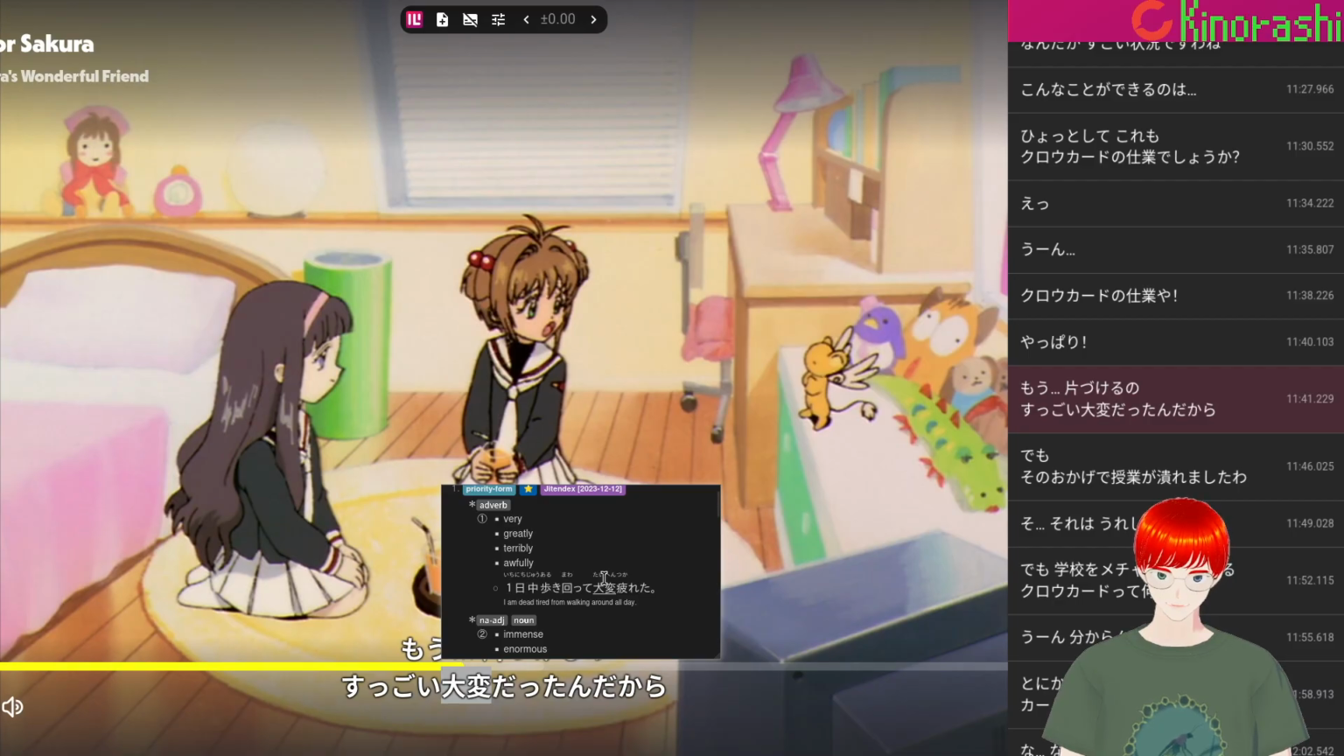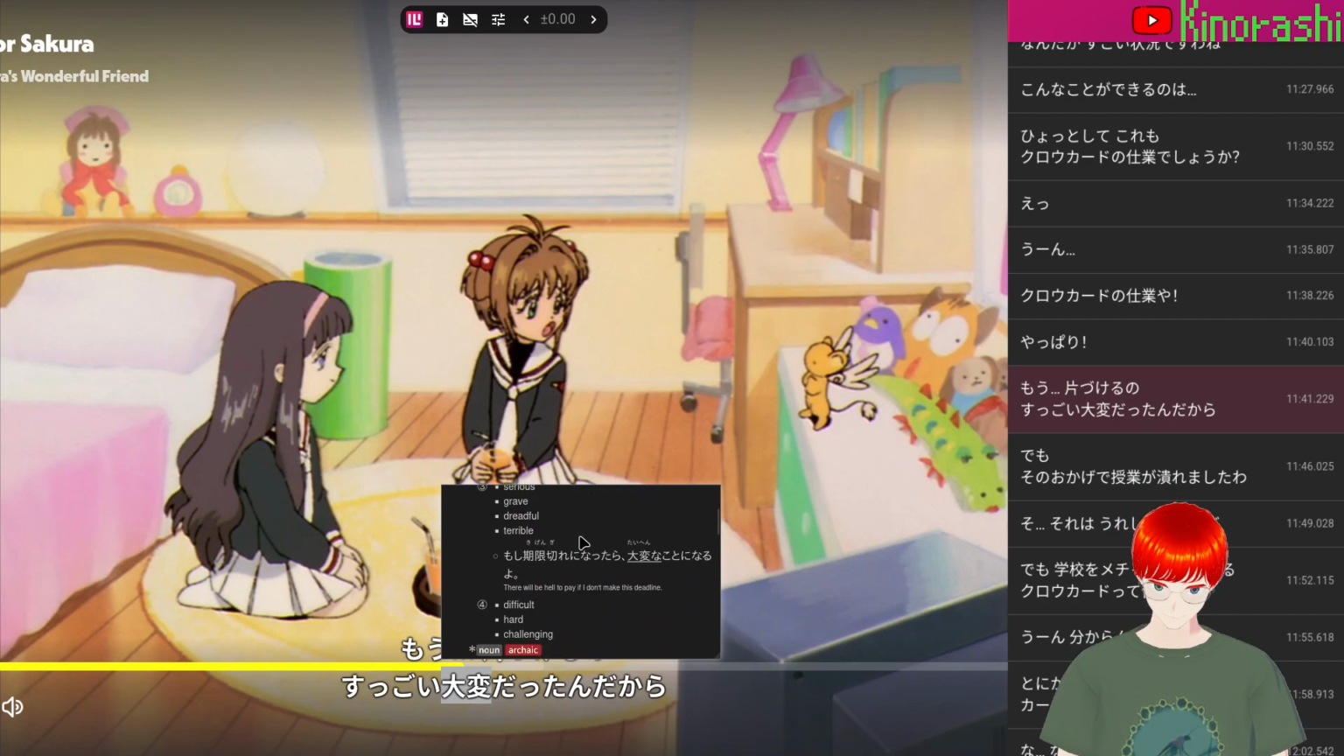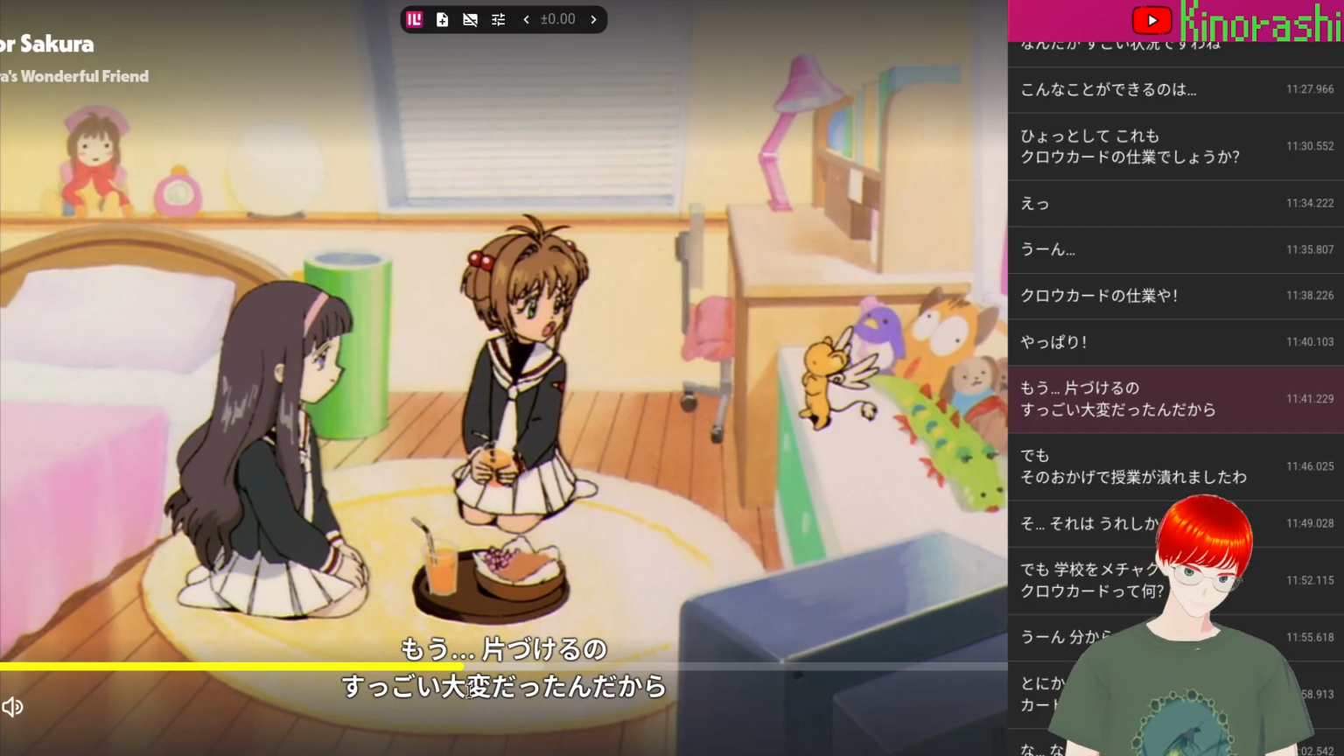Okay, as an adverb it's used as very, great, terribly, awful, but as a noun... That's strange. I normally see this used to mean something like problem. Oh, here we go. Major incident, disaster. Yeah, it has to be used like a noun because it has "datan" coming after it.